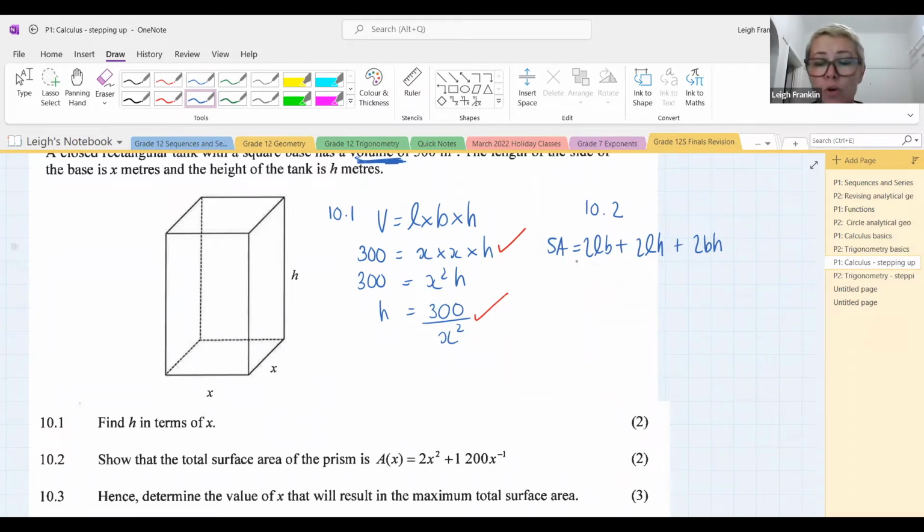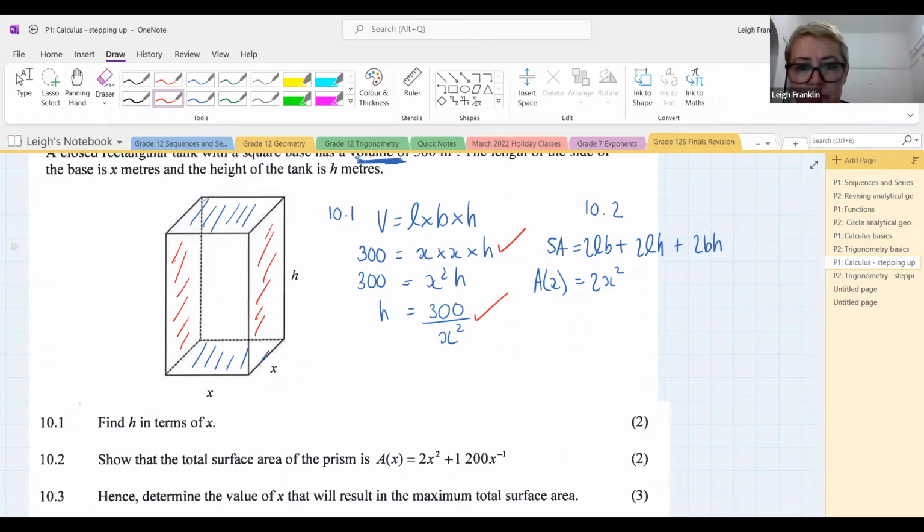Also, we are going to write surface area as a function statement. So we are writing it as surface area with respect to x. If we consider this bit at the bottom that I'm coloring in blue, that would be the same as this one at the top. So that would be 2x squared, the one at the top and the one at the bottom. Then we've got one on this side, which is exactly the same as the one on that side. That's x times h.